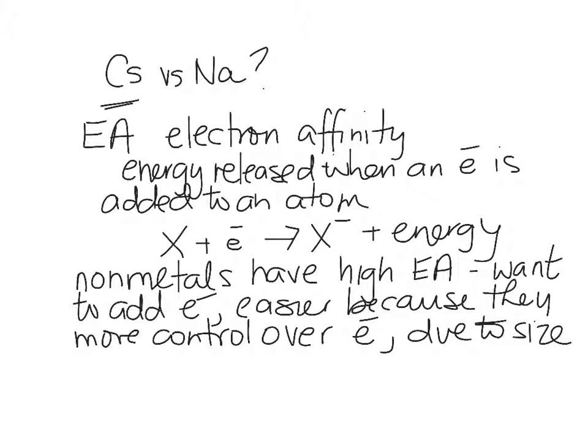So nonmetals want to add an electron, and it's easier because they have more control over them because they're so small, because their number of protons is so big. So ionization energy, the nonmetals have a high ionization energy. They also have the high electron affinity. So basically metals have low electron affinity, because they do not want you to add an electron.